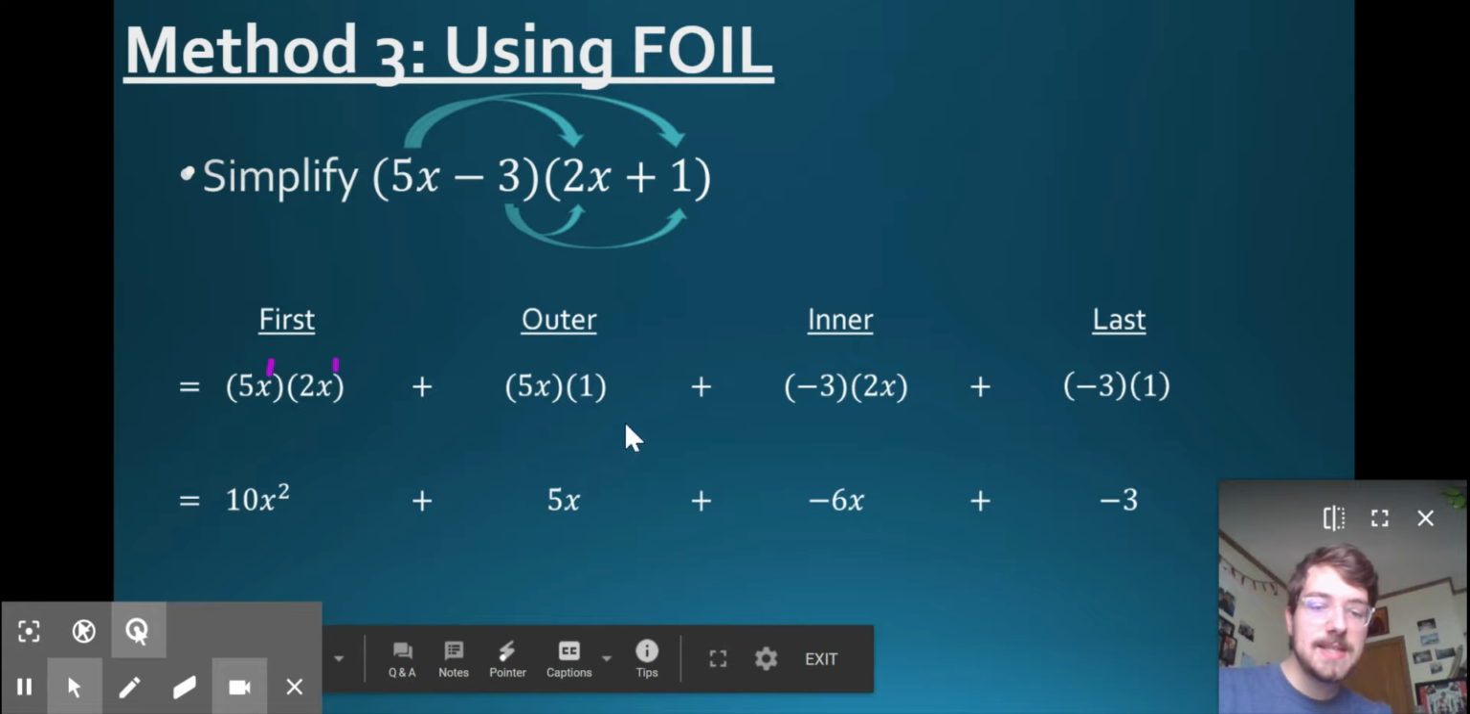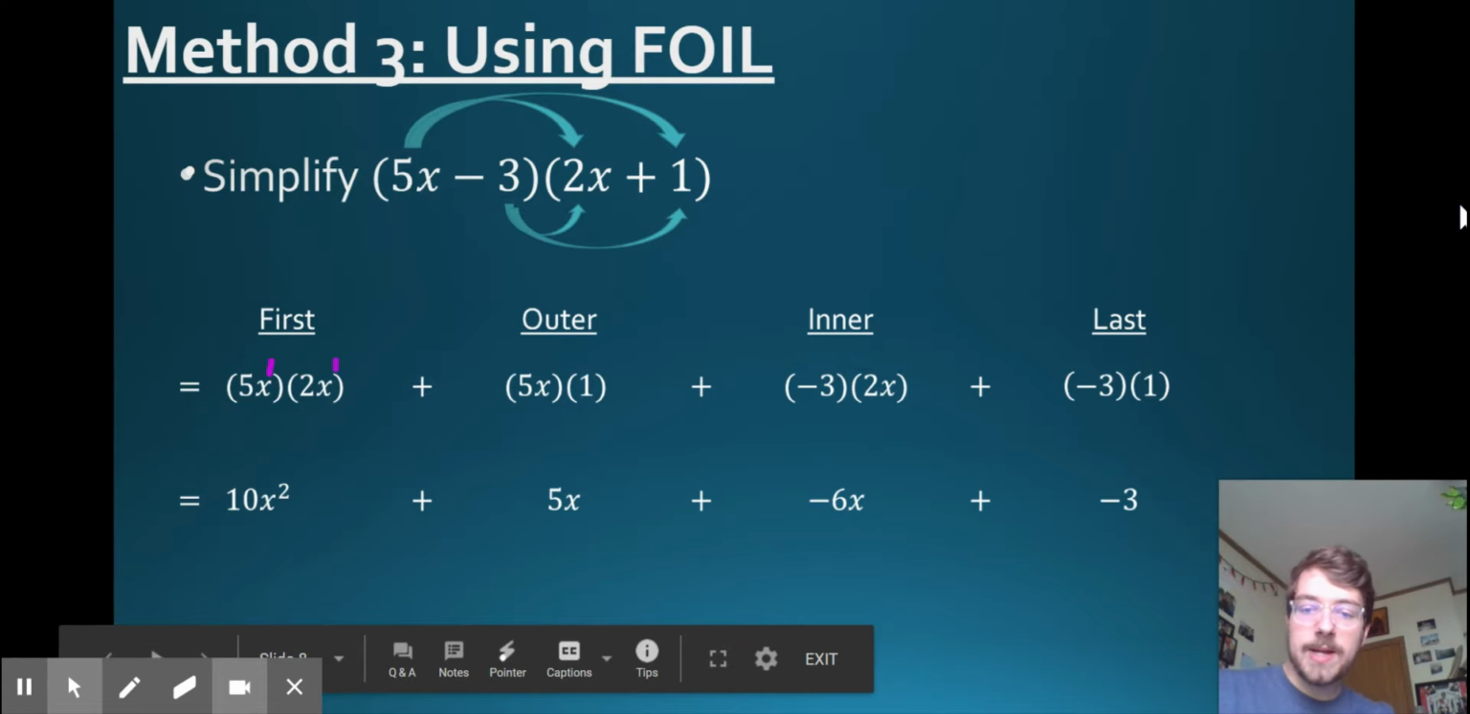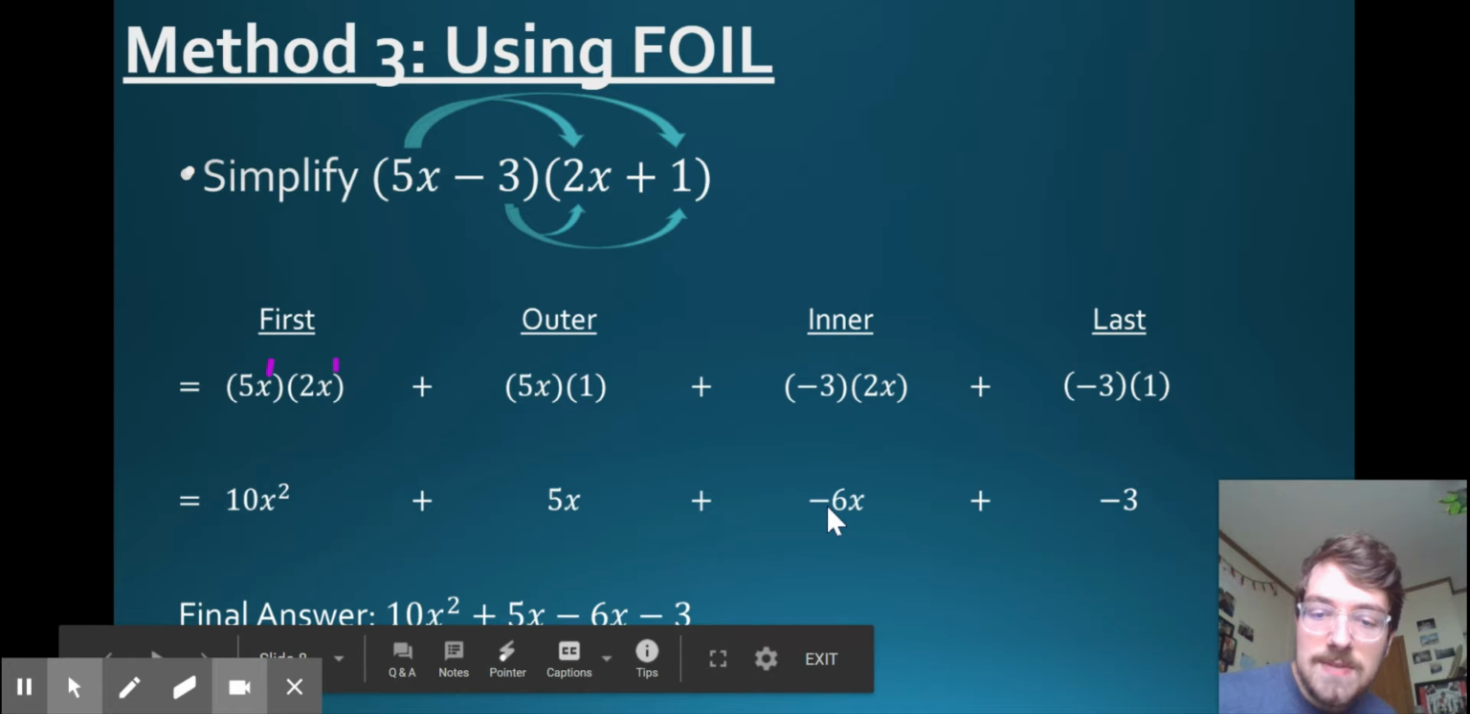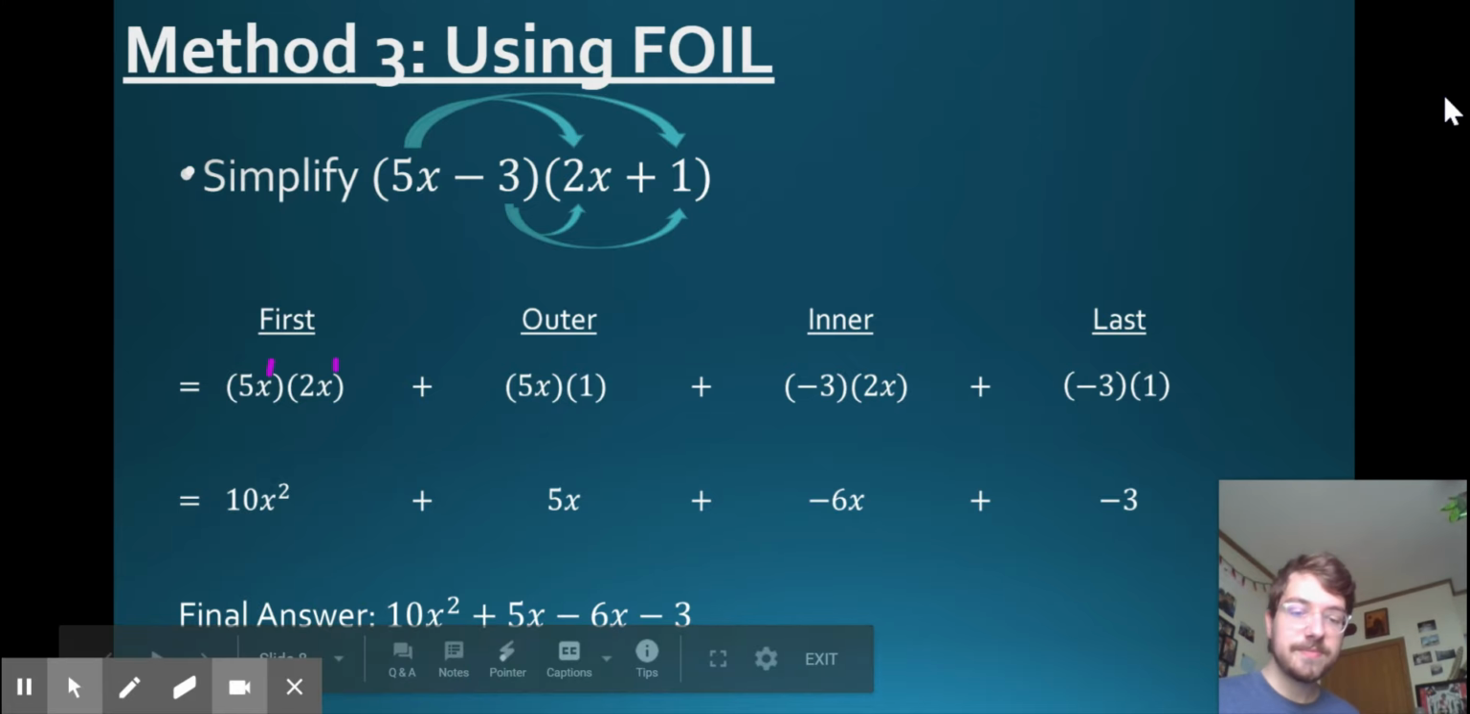So I've got all these lined up, all of my individual parts. As a final answer, I just want to line them all up, and I replace the pluses with a minus if they were a negative. So since this was negative 6x, instead of plus, I had minus 6x. And the same thing for the negative 3.